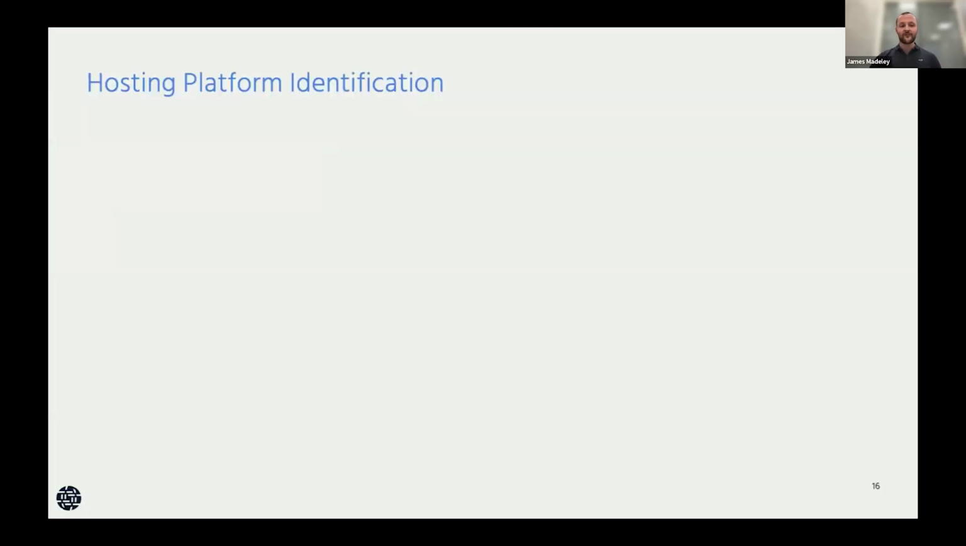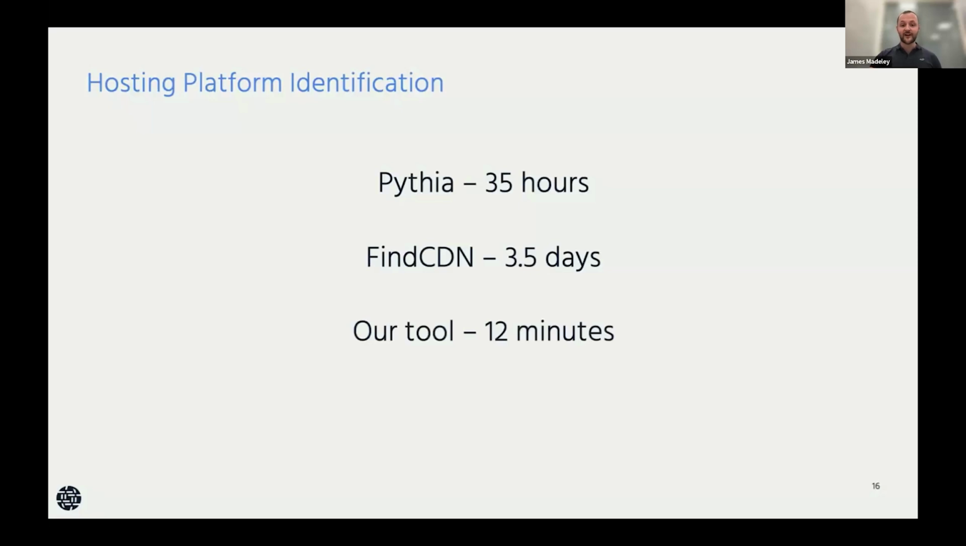One of the big things we've worked on is changing the hosting platform identification. So there are existing platform identification tools such as Pythia and FindCDN. And these times that I've got here show how long it would take to get results for about 40,000 testing domains on the internet. So through our work, we've managed to reduce this time down to 12 minutes and also maintain about a 95% accuracy compared to the other two tools, which is, we think, at least a very impressive reduction, especially given that the accuracy still remains high.